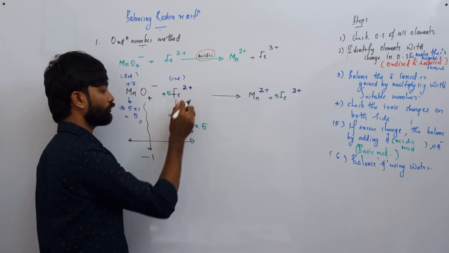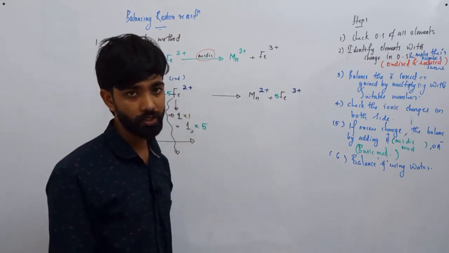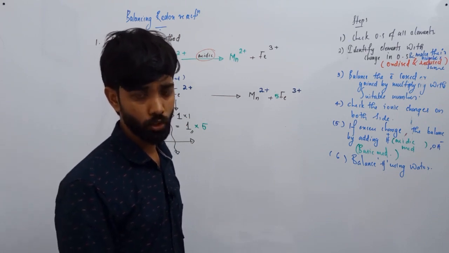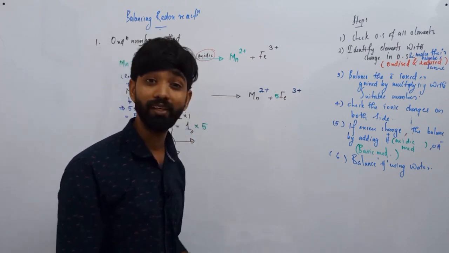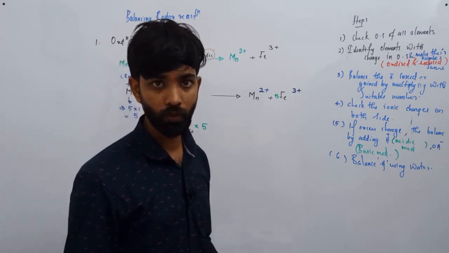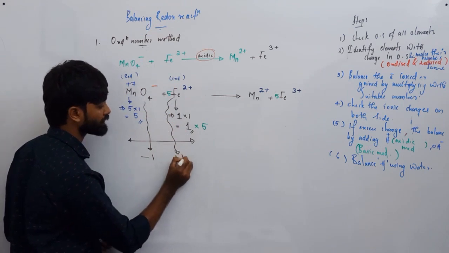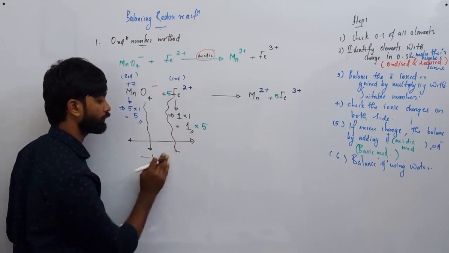And the whole charge of Fe is +2, right? Yeah. And is there any stoichiometric coefficient? Yes, 5. 5 Fe2+ is there. So each Fe has a charge of +2, and 5 Fe means there will be a charge of +10, right? How is it?